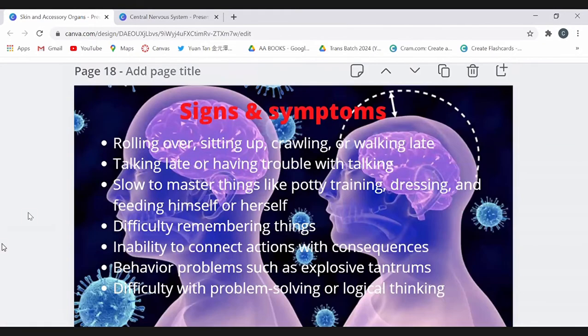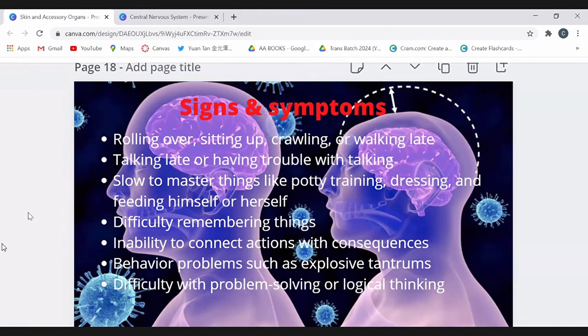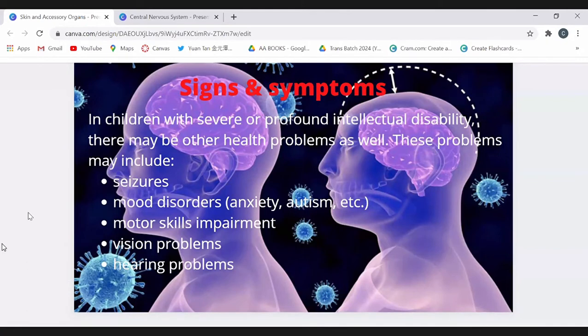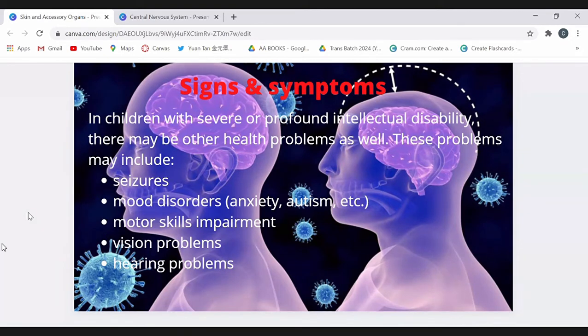So the signs and symptoms: we have rolling over, talking late, slow to master things, difficulty remembering things, behavioral problems such as explosive tantrums, difficulty with problem solving or logical thinking. Next slide, please. Next slide, please.